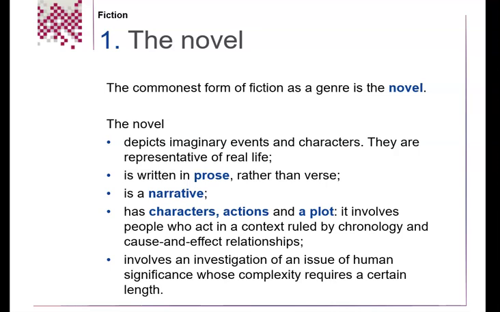It involves people who act in a context ruled by chronology, so time, and cause and effect relationship. It involves an investigation of an issue of human significance whose complexity requires a certain length. So the story or the plot involves a time, a place, and complex slices of life.